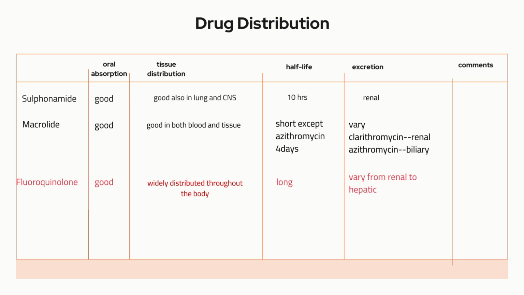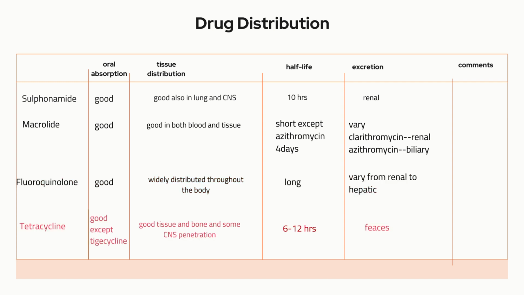Fluoroquinolone has very good oral bioavailability and is widely distributed throughout the body. The excretion route varies from renal to hepatic. Tetracyclines are also good at oral absorption except for tigecycline. They are also good for tissue and bone penetration, and some have CNS penetration. Half-life varies from 6 to 12 hours, but tigecycline's half-life is very long, 27 to 43 hours. They are excreted via feces.